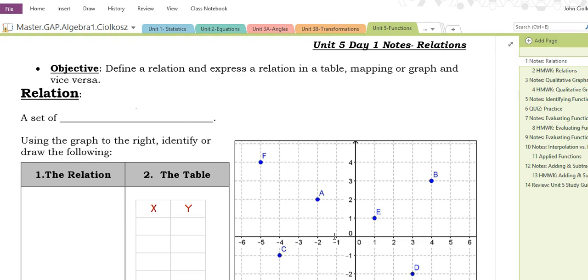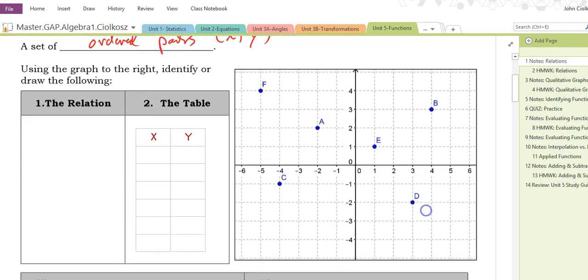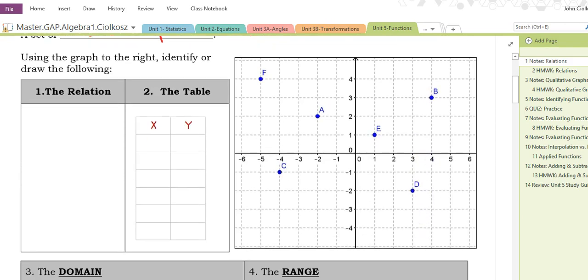So, first thing I do is look at different ways we could express what's known as a relation. A relation is a set of ordered pairs, so thinking of them as x comma y, just a bunch of x's and y's. So here is what we have, this nice big graph.